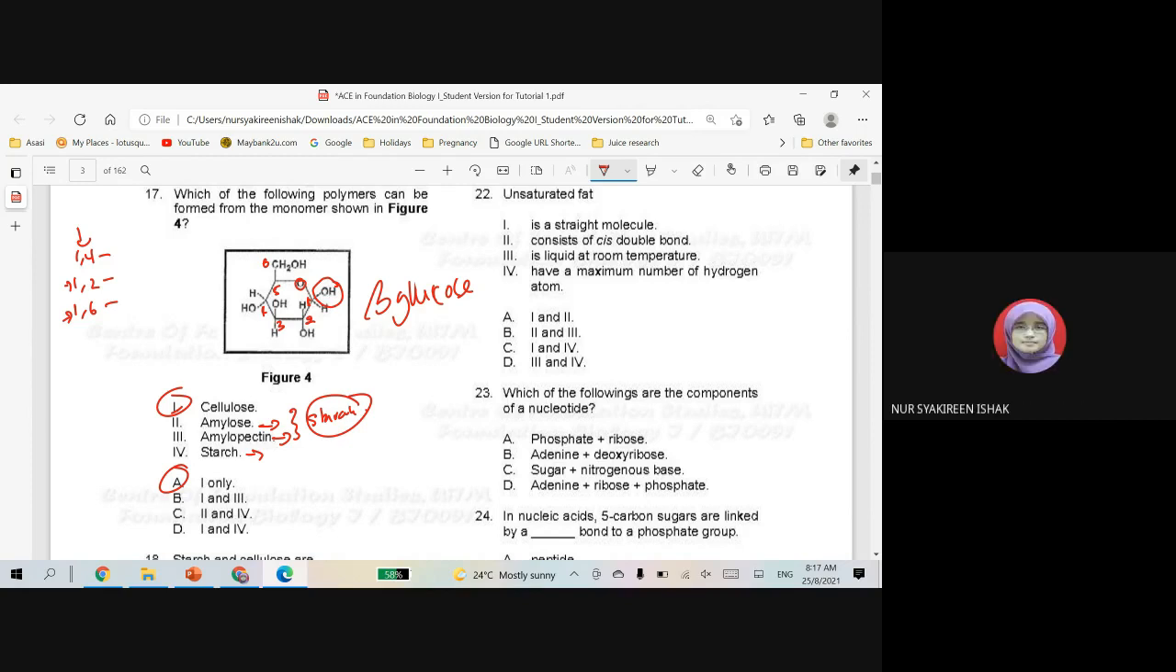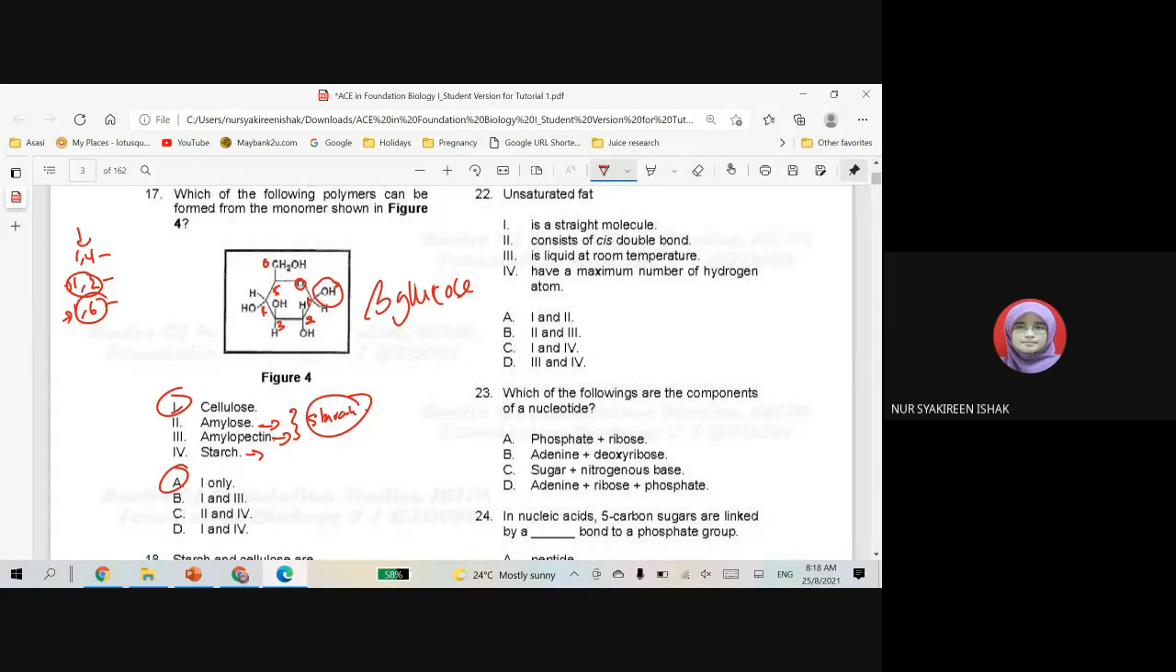Amylopectin, right? The branches are held together by 1,6 glycosidic linkage. Okay, but if it is 1,2 glycosidic linkage, it occurs between what? Between the monomers in the structure of sucrose.